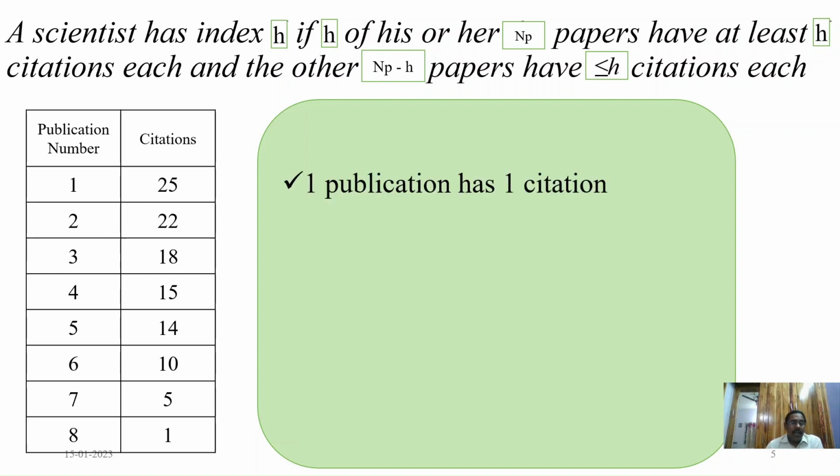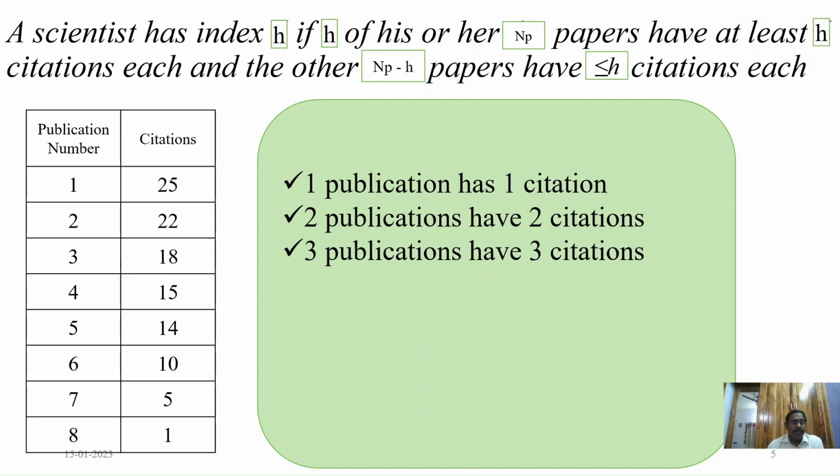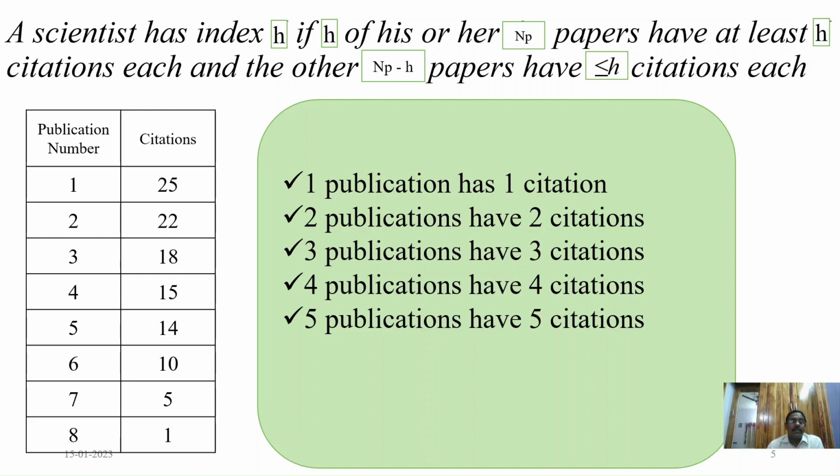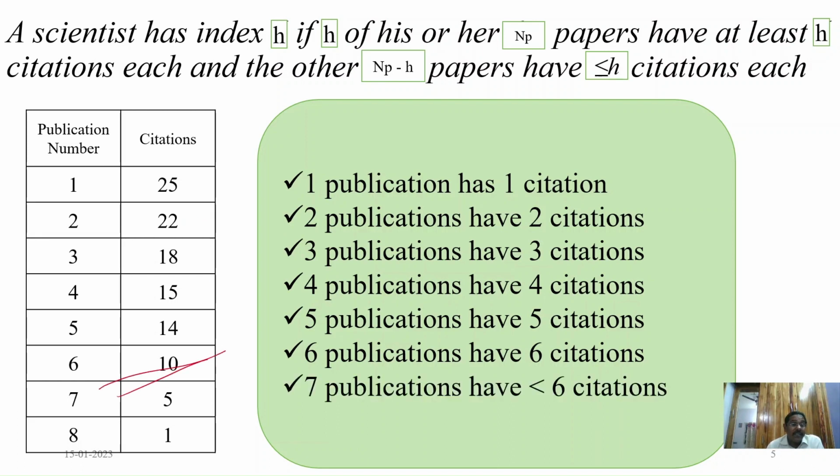So the first publication has at least one citation. The first two publications have at least 2 citations. Likewise, the first 3 publications have at least 3 citations. The first 4 publications have at least 4 citations. 5 publications have at least 5 citations. 6 publications have at least 6 citations. Now let us take the seventh one. The seventh one does not have at least 6 citations. So up to 6, it has come uniformly.